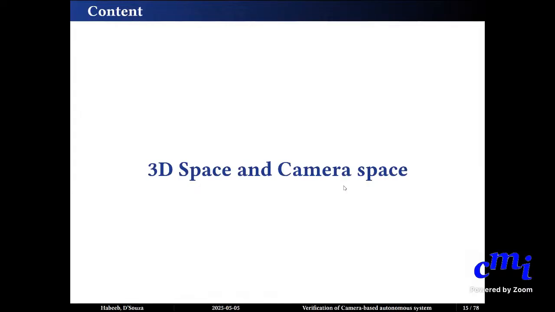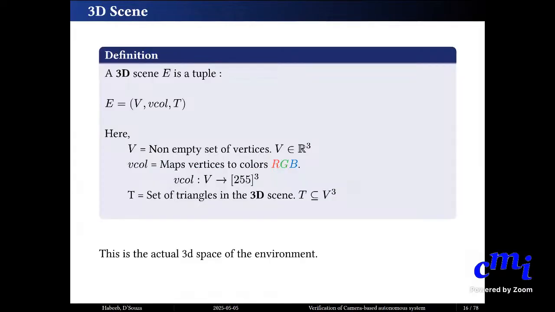So now the 3D space and the camera space. I define a 3D scene as a set of vertices V, a color function, and a set of triangles. V is the set of points in the 3D space. The color function maps those points to some RGB color. And then there is a set of triangles, each a tuple of 3 vertices. So like I said, the scene consists of triangles, which are the obstacles which our vehicle will try to avoid.